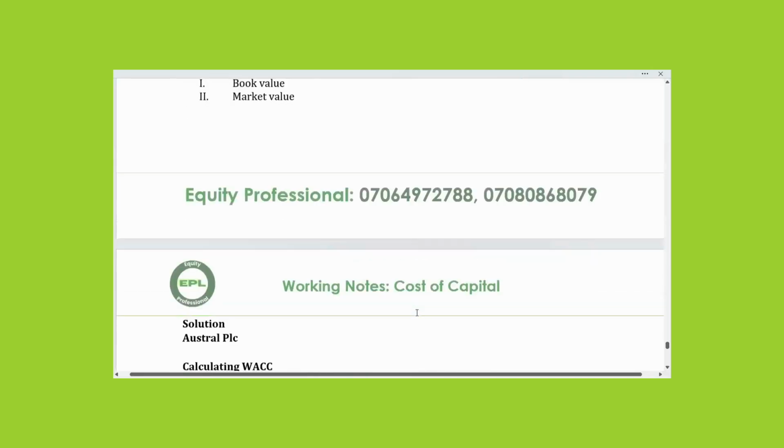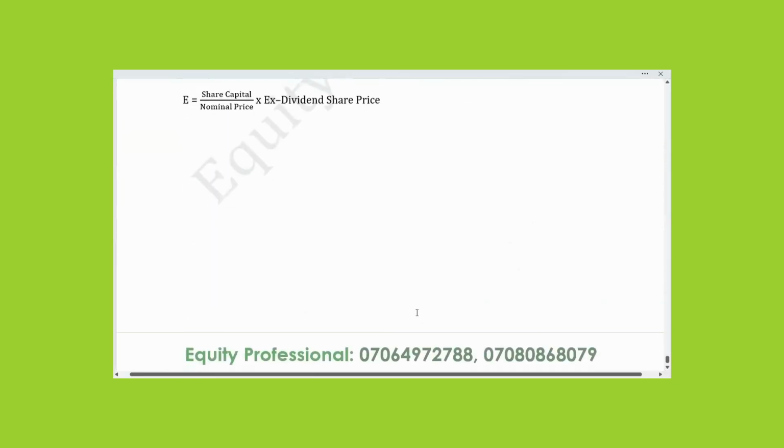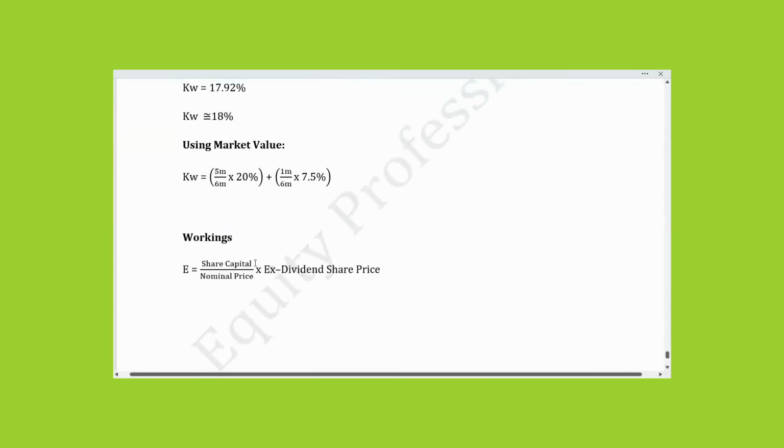So I will then come here from my workings. Let me copy this. So equity value, the share capital is 2 million naira. Pay attention, please: you don't include reserves when you are using the market value. You only consider reserves when you are using the book value.